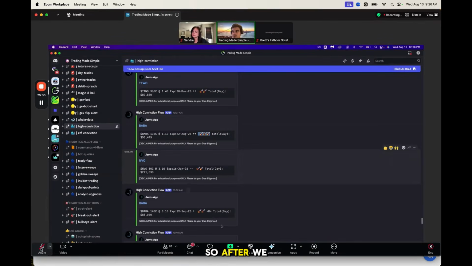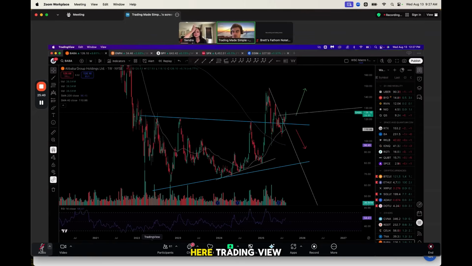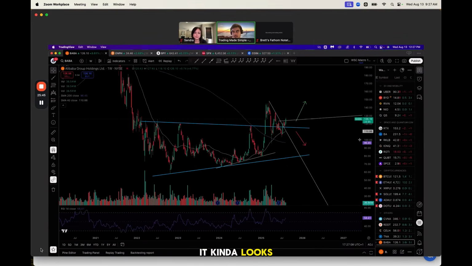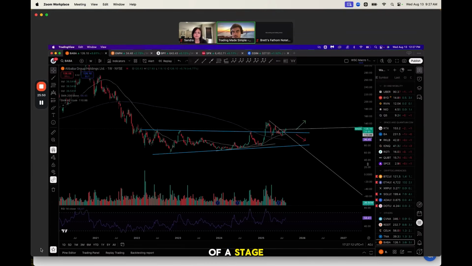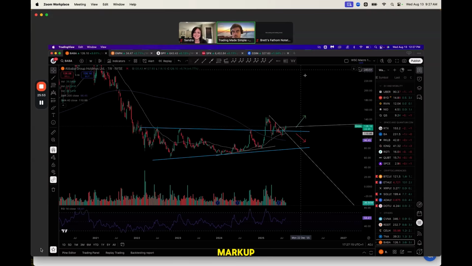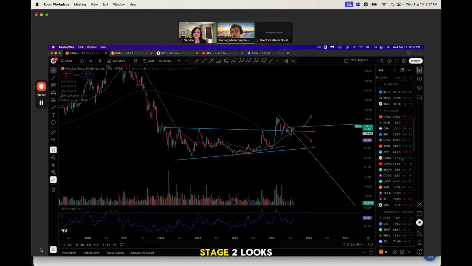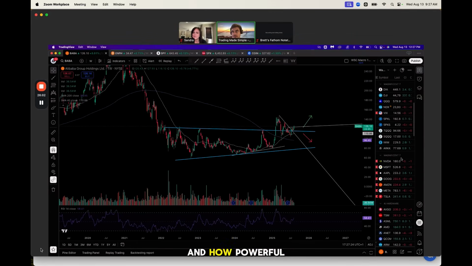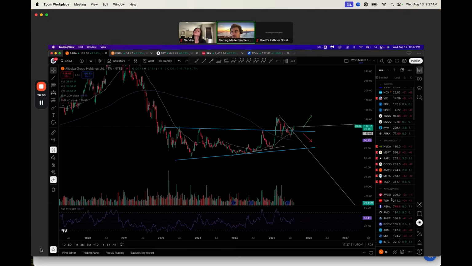All right, so after we have realized that BABA is showing that bullish flow, we go into the chart. So we bring up TradingView, and on the weekly, as we mentioned, it looks like we are recovering that breakout. We could be on the verge of a stage 2 week of markup. It could be a very powerful move. So before we go here with BABA, if you are wondering what a stage 2 looks like and how powerful they can be, let me show you a chart that I have here, where is it?